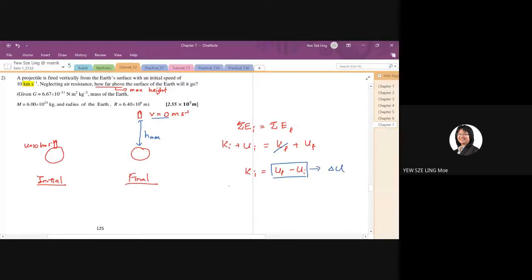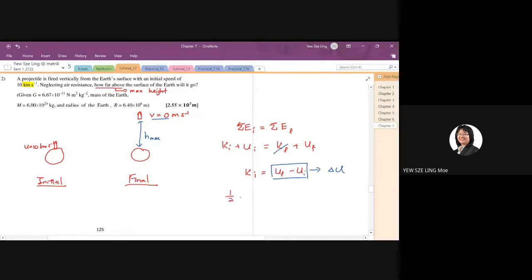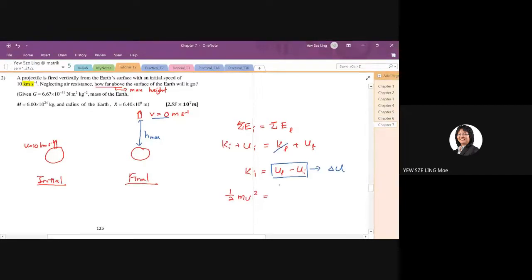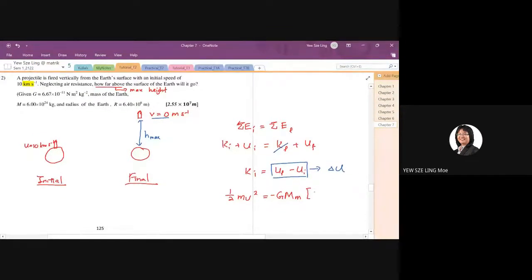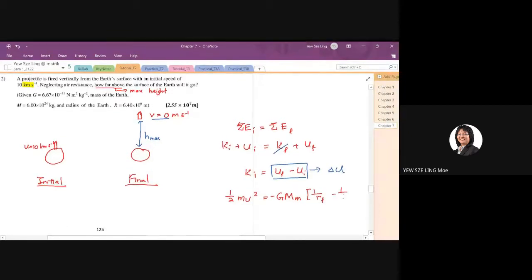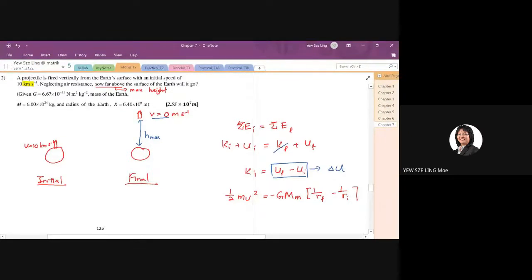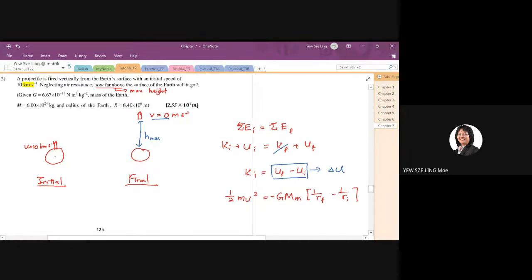So let's expand the equation. One over 2 m u squared equals negative G capital M m, bracket 1 over r final minus 1 over r initial. So r initial and r final, how are we going to calculate them? Let's go back to the diagram. Remember, whenever we want to calculate r, we need the value from the center of the Earth.